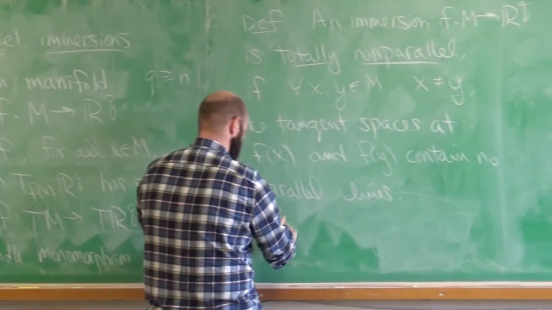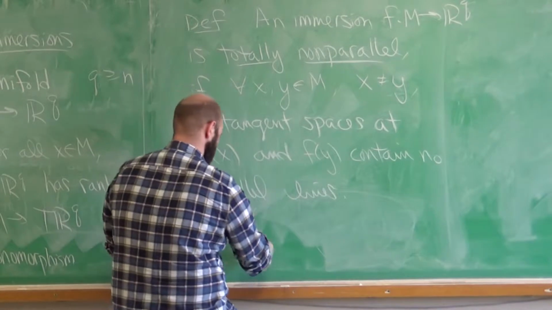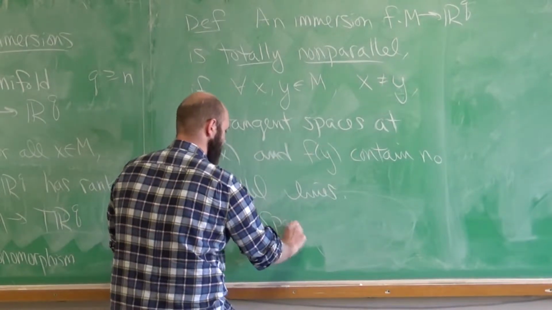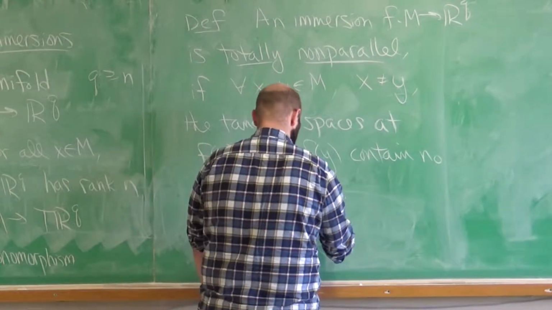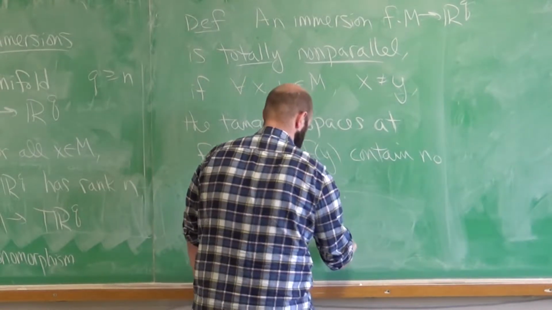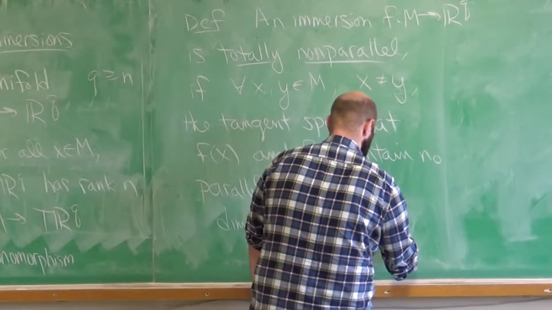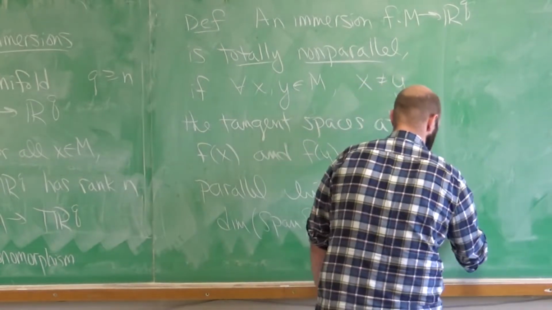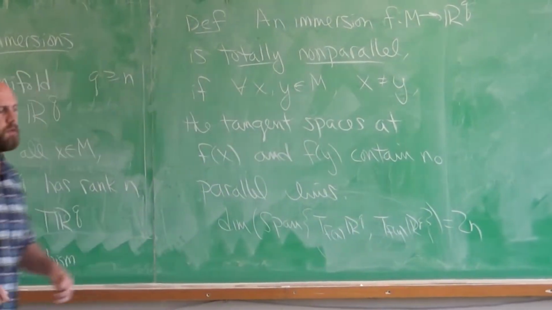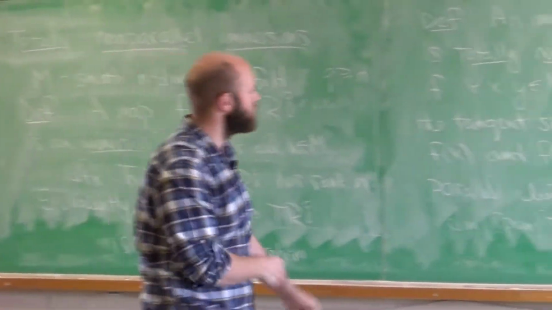We could also phrase this as saying that for every pair x and y, we can look at the dimension of the span of those 2 spaces, linear span. And that should be 2n, n dimensions for each space, no parallel lines.